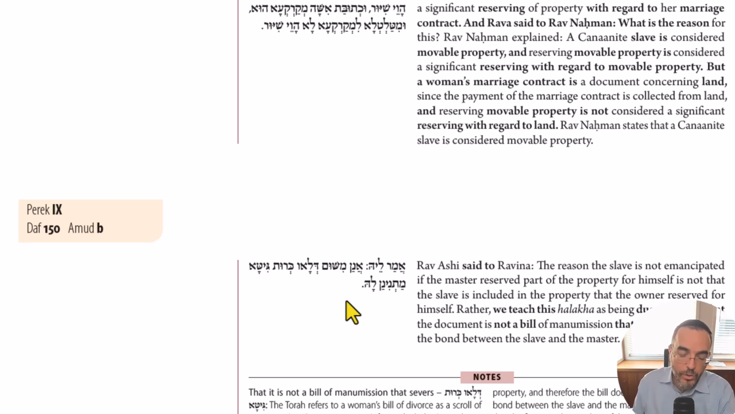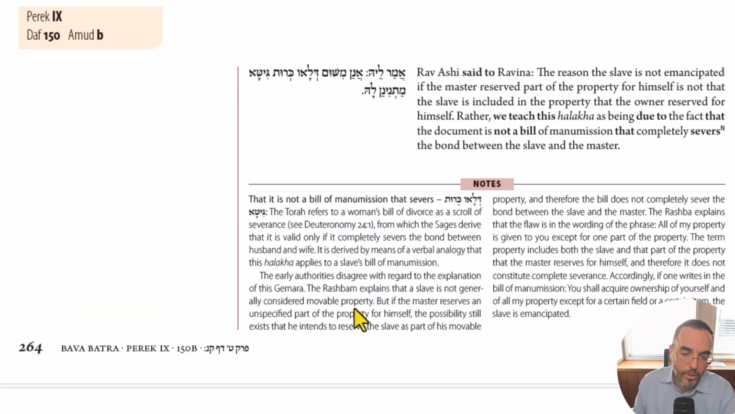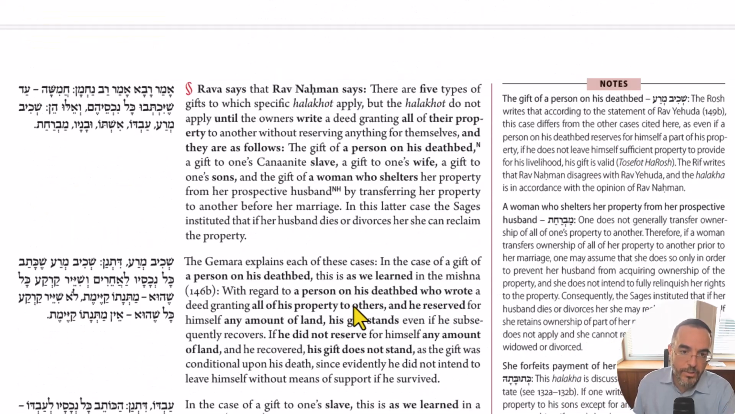And it doesn't matter whether you consider the slave land or a movable item. The point is, he's not making a complete severance. That's the reason. And therefore, this actually is not a proof, not from the Tanna Kama that says like karka, and not from the statement of Rav Dimi, who says that it's not just karka, even metaltalin. Either way, the reason is completely different because it has to be a complete severance.